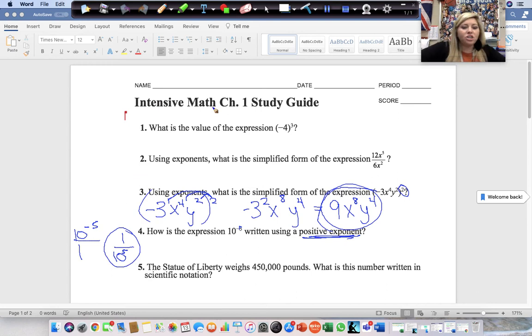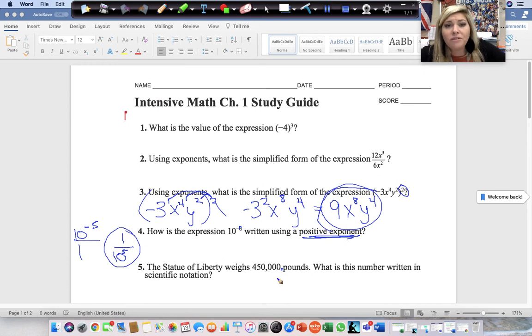Number 5, the Statue of Liberty weighs 450,000 pounds. What is the number written in scientific notation? Remember, when we are writing something in scientific notation, you start where the decimal is. And if you don't see a decimal, it's understood to be at the back of the number.